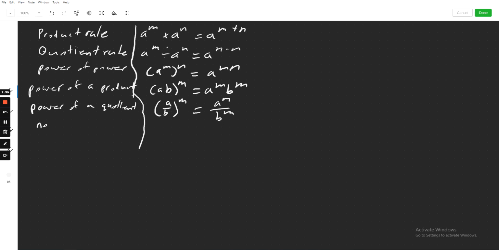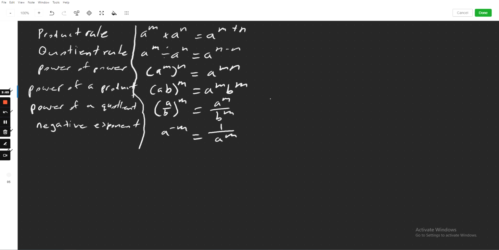Negative exponent. This is pretty much when you have a negative exponent, say a to the power of negative m. This will actually go to the denominator to make it positive, so a to the power of m. So these are equal.